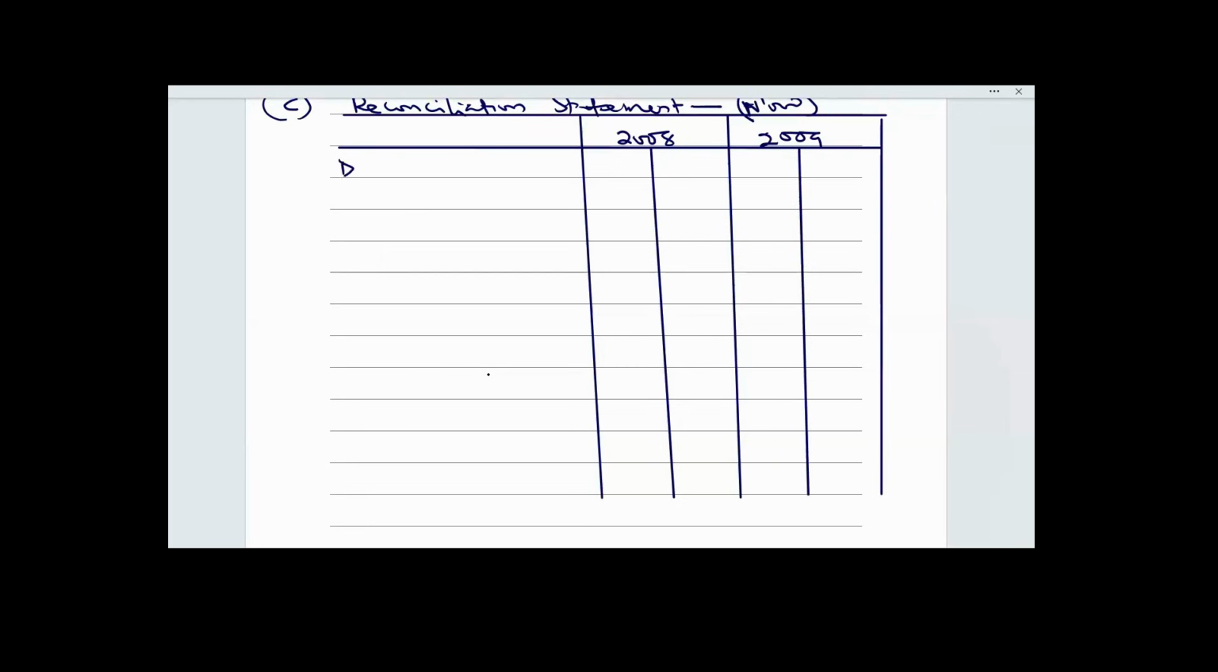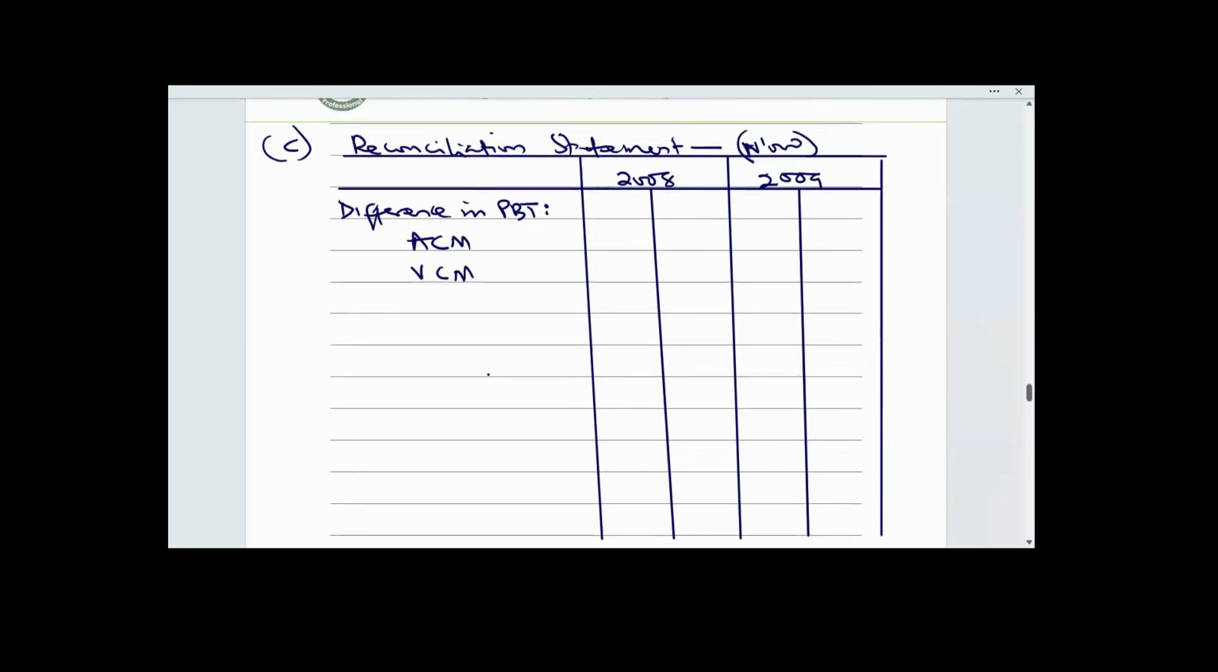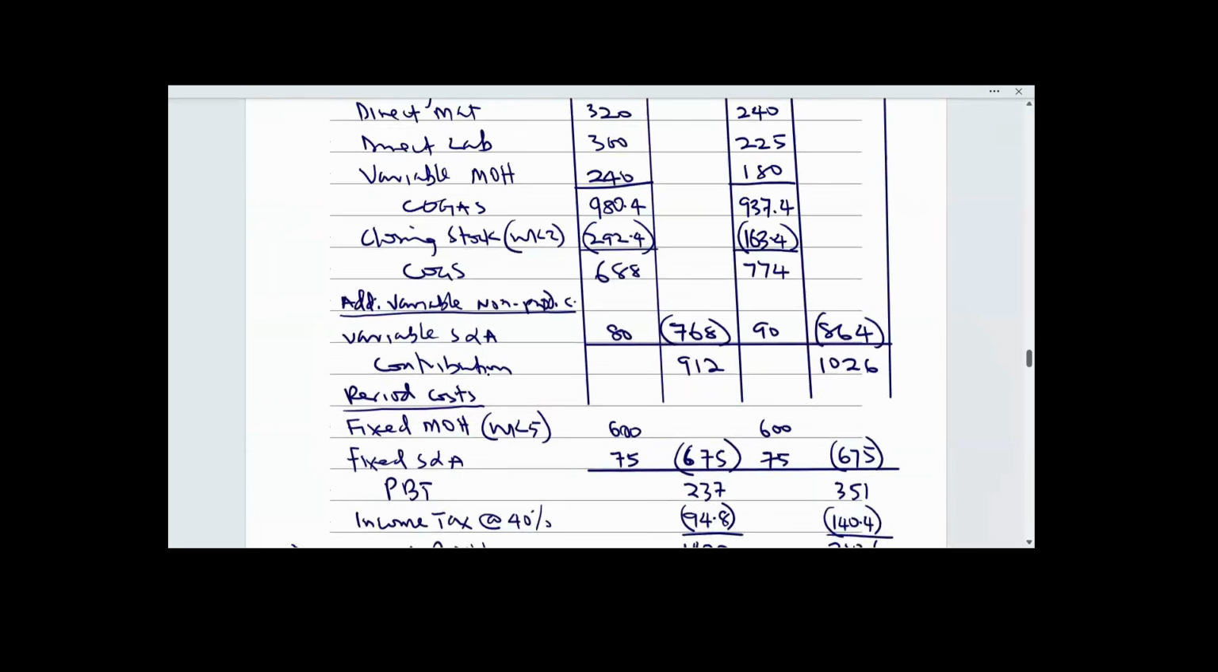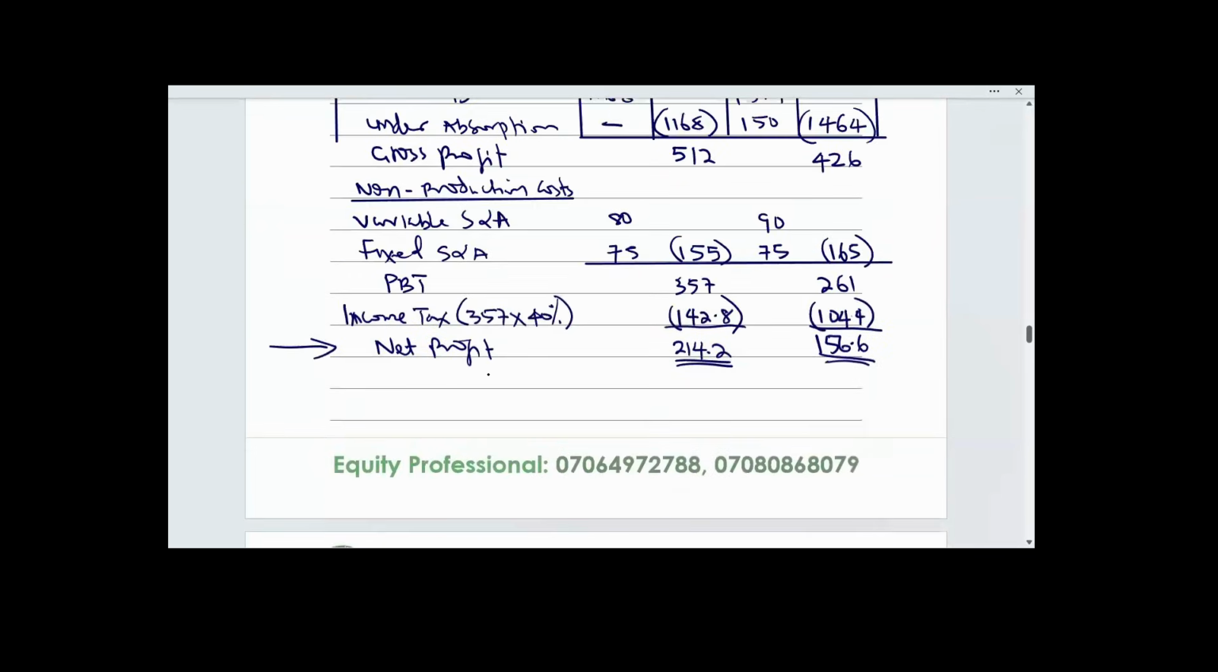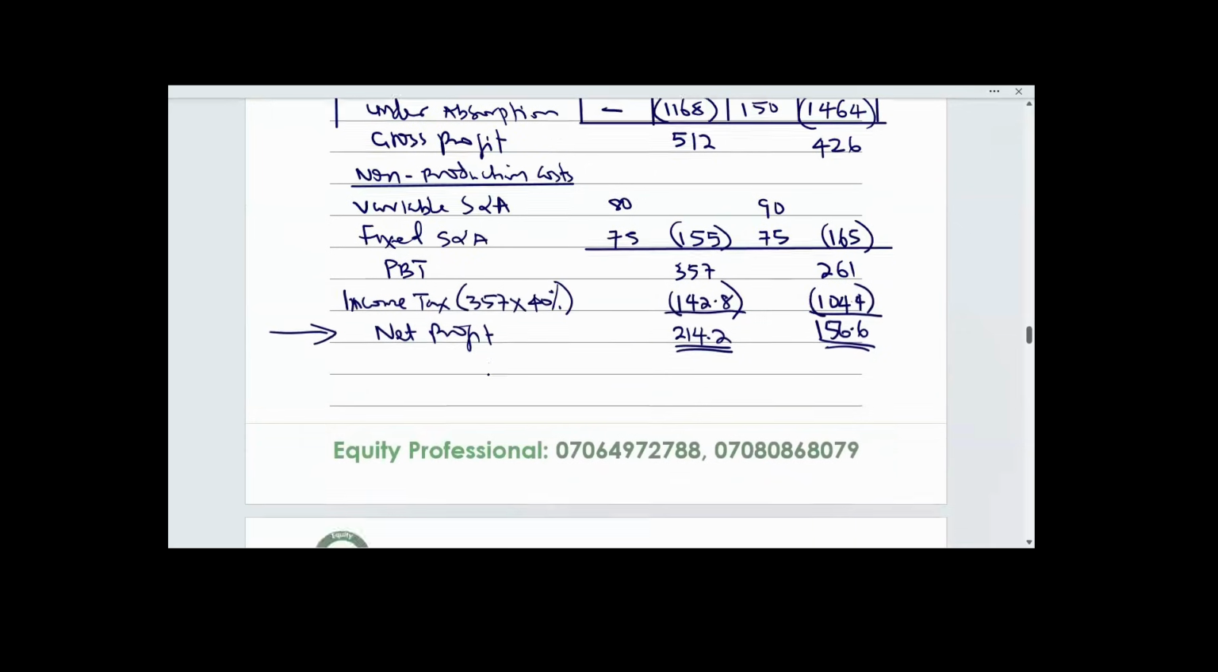Okay, so like I said, it has to be the difference in profit before tax. Don't use difference in net profits. It has to be profit before tax. So you take the ACM, then VCM. Under the ACM, under absorption, what's our profit before tax in 2008? 357, then 261.